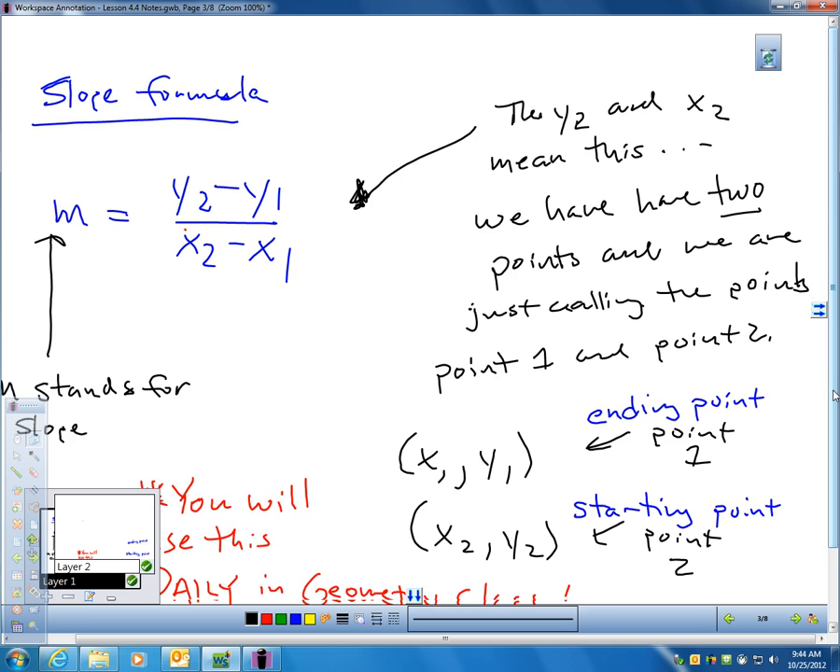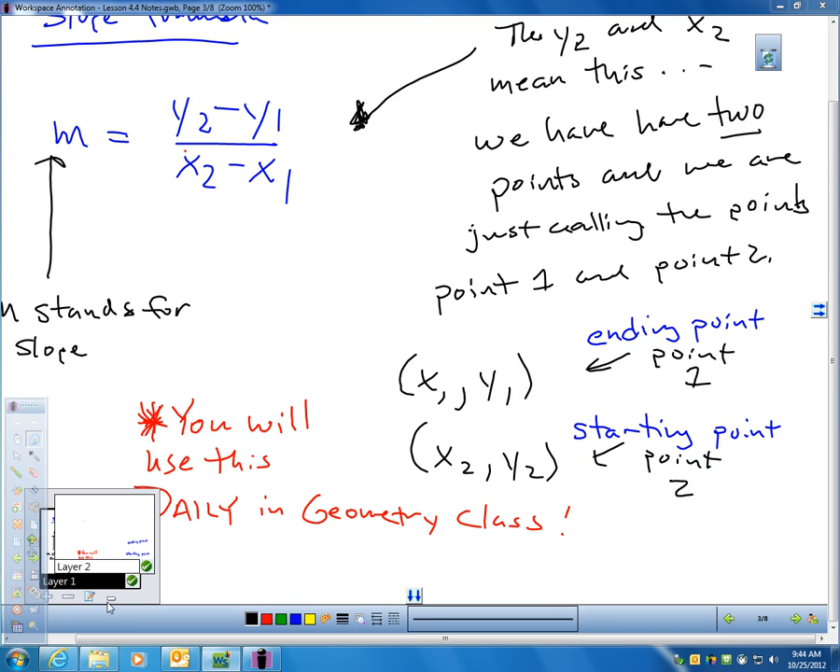So again, what I normally do for this is I just call point 1 my ending point, point 2 my starting point, and that's how I set it up. This is super important for geometry.